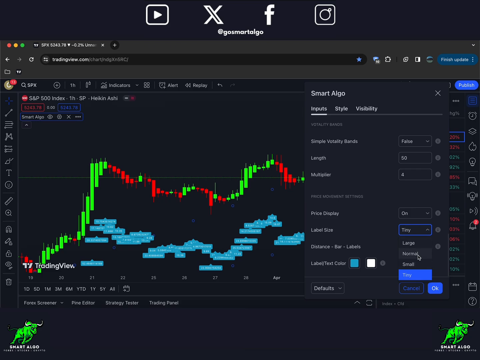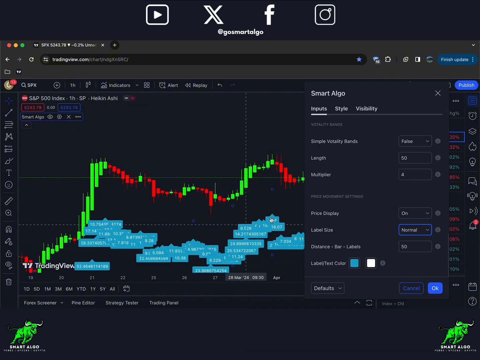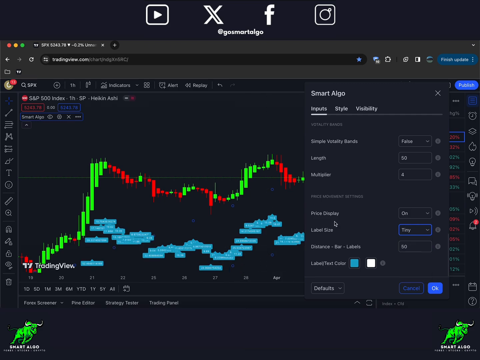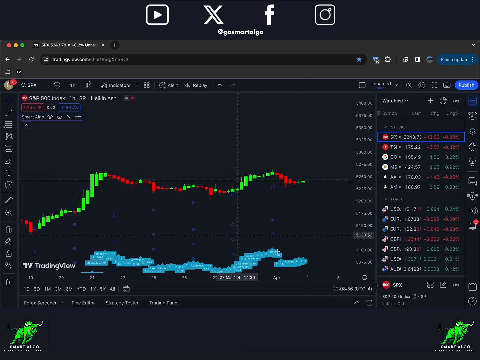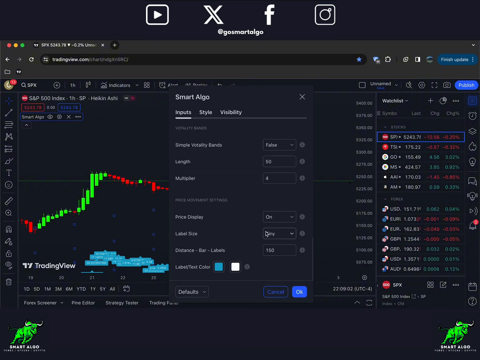So for example, if you go to normal, as you can see here, the labels did get bigger, but it is more practical to use it on a smaller size so you're able to see the actual digits, just like that. So with the distance bar, guys, you're able to move how far you want the labels to be from the candles. So for example, if I put it up to 150, it'll then move the candles way lower. We'll see the labels right down there. And the final setting, guys, you're able to change the color of the label and the text.